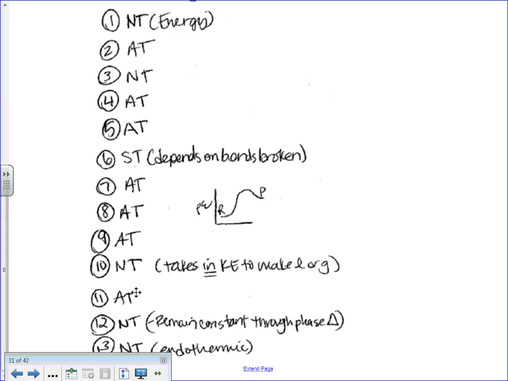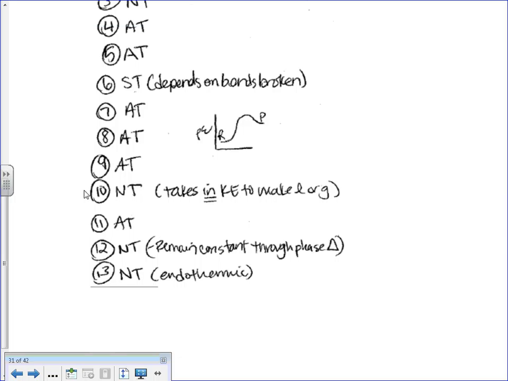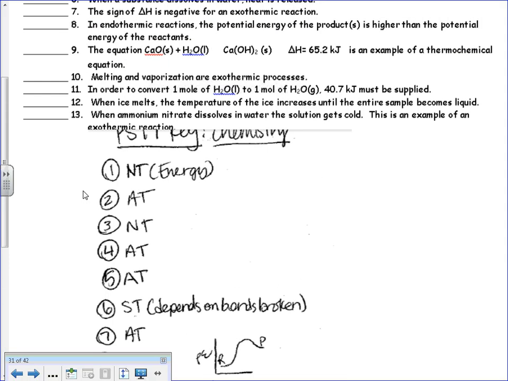Okay, can I go past the true false? Which one? What's your question, Alina? I was just wondering about Number 9. The equation... Examples of the thermochemical equation. Yeah, sorry. Oh, okay. You don't have to say I'm sorry.